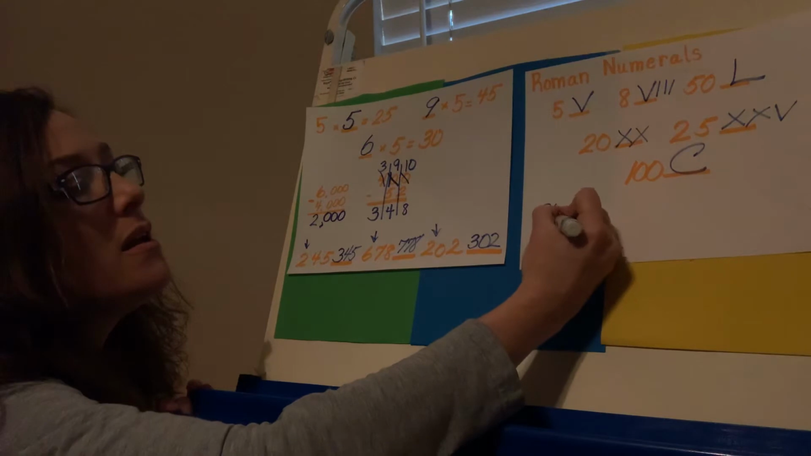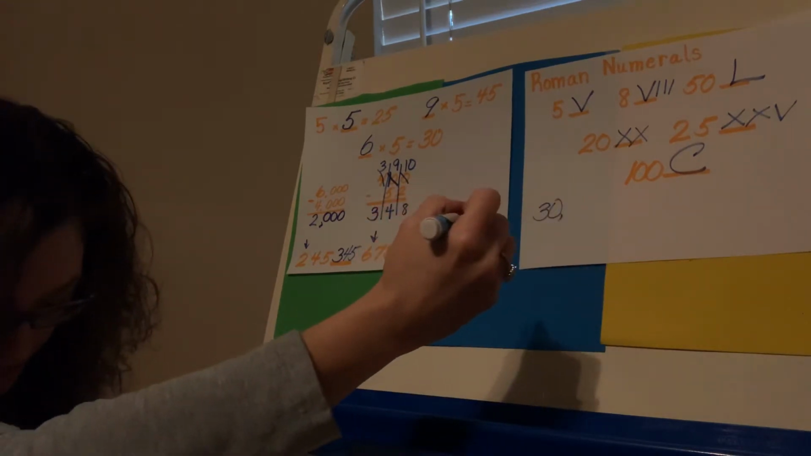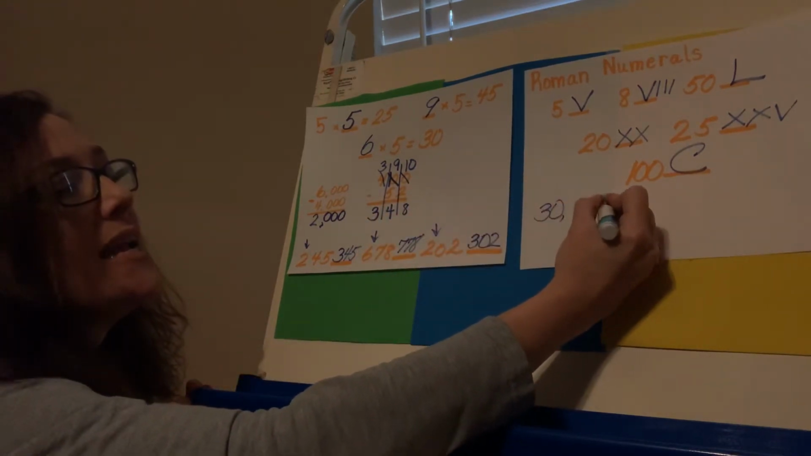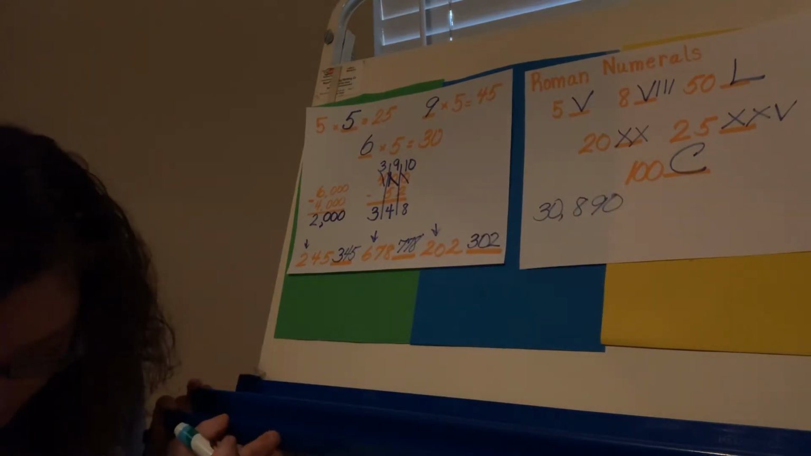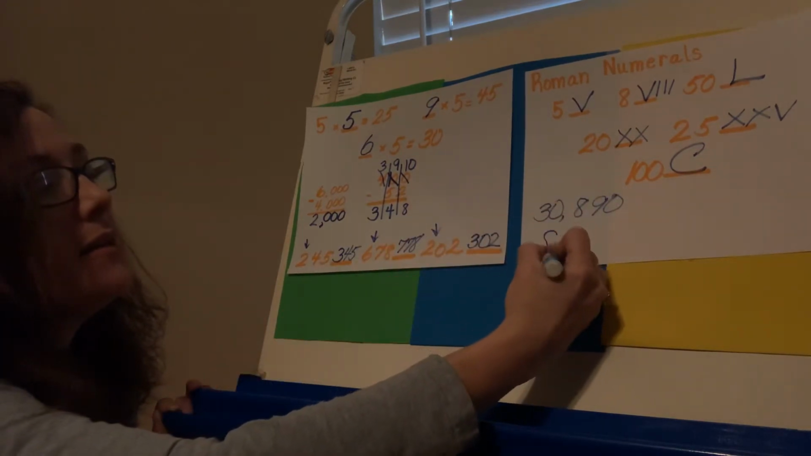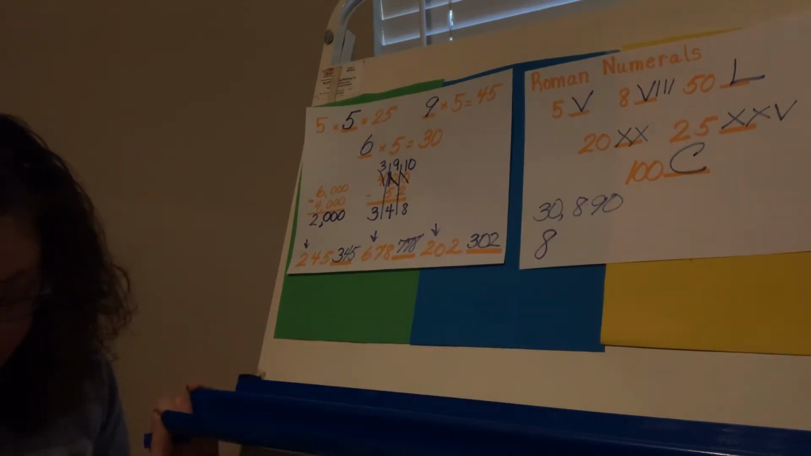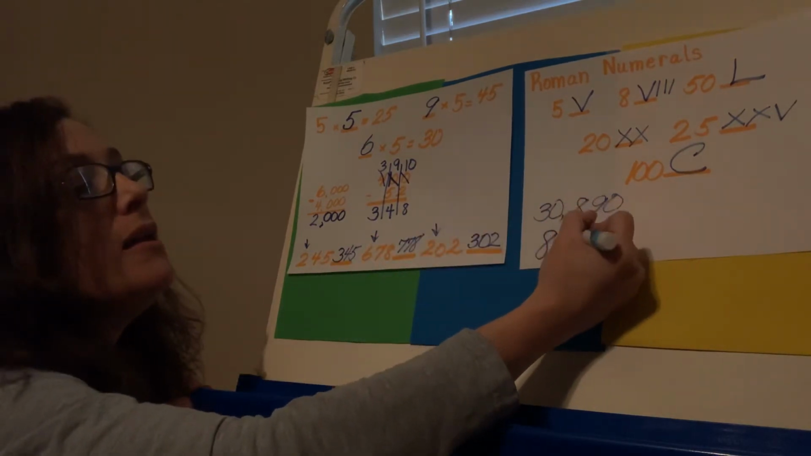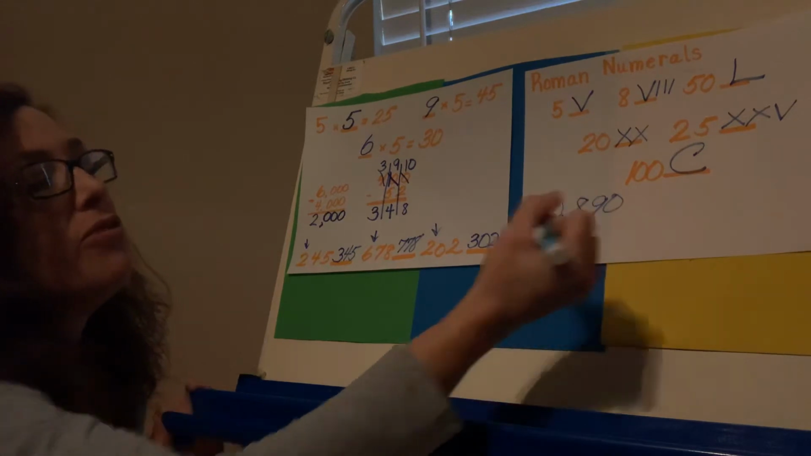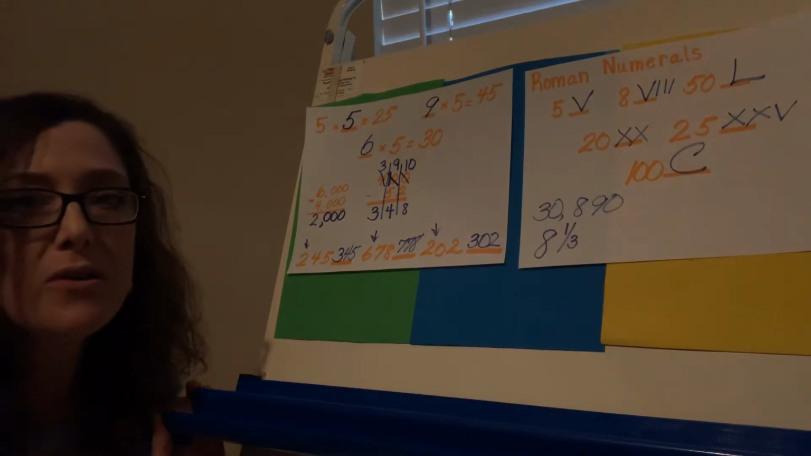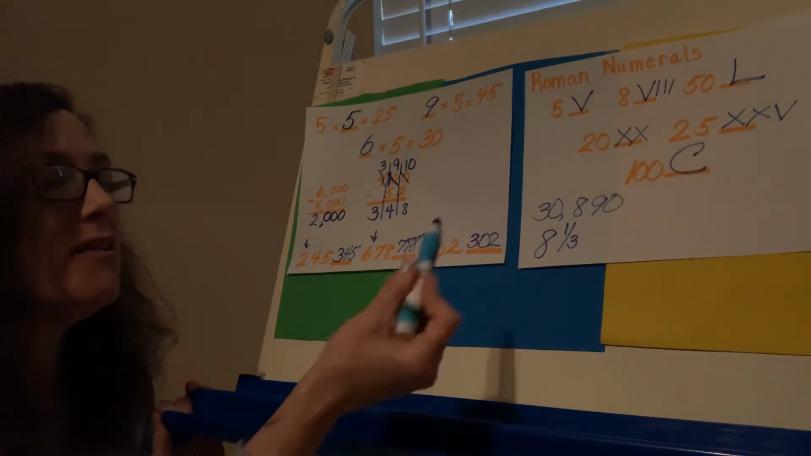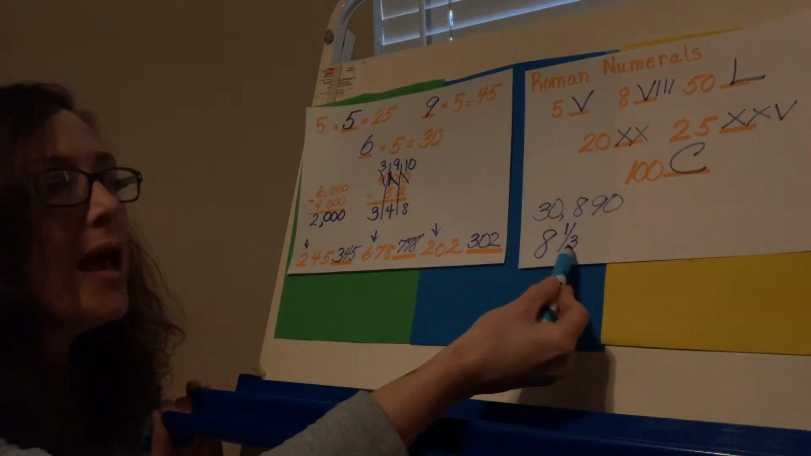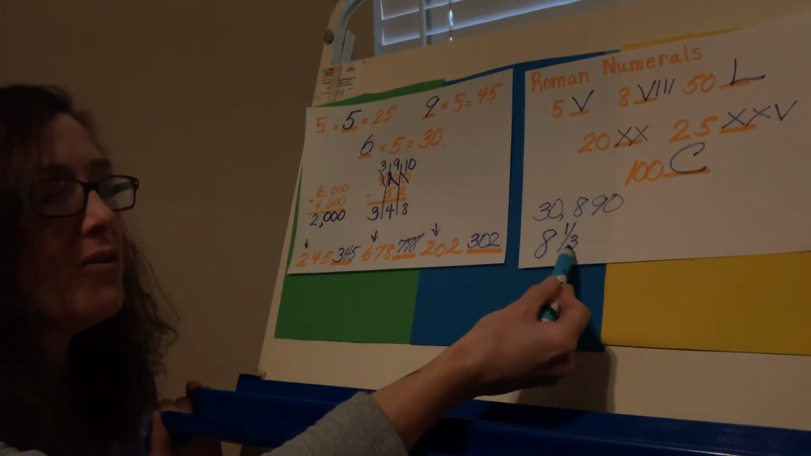30,000, 890. Check. Number 2, 8. So that's our whole number 8. And I said 1/3, 1 out of 3. 8 1/3. This is a mixed number. It's a fraction because it involves a whole number and part of another number.